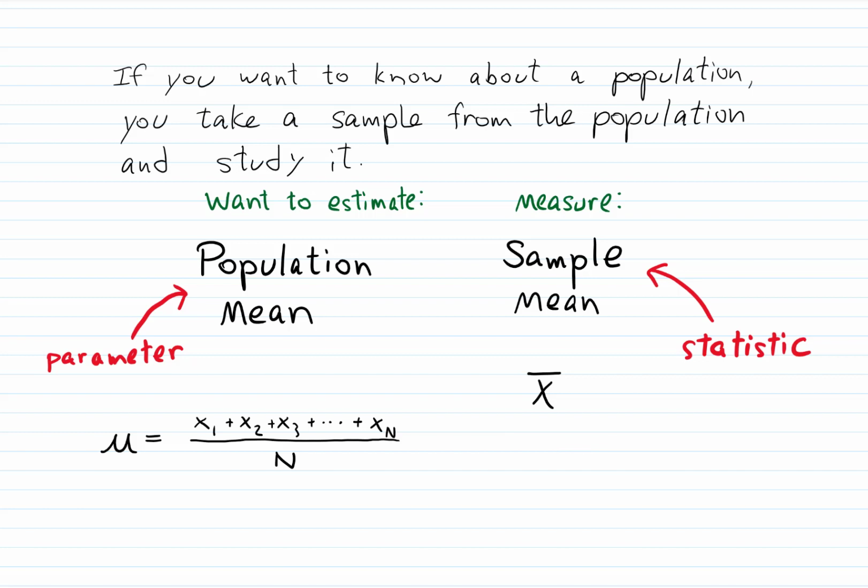But you don't really do that because capital N is so big and you can't measure everybody. So instead, you take a sample, and let's say that your sample has little n number of people. So you calculate the sample mean, which would be x1 plus x2 plus x3 plus and so on up to x little n, and you divide that by little n to get the mean.